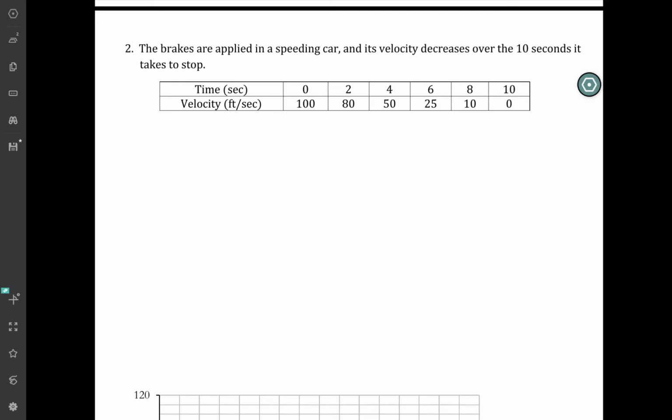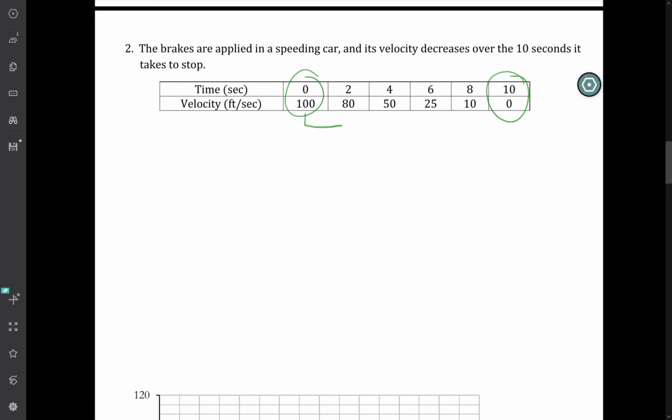Okay. So I want to start with, there's a graph at the bottom of this page, but right now I just want to start with looking at the table and pretending that's all the information I have. So I have a speeding car, the brakes are applied, its velocity decreases, and it takes 10 seconds to come to a stop. So we start at 100 feet per second, and in 10 seconds we're down to 0 feet per second. So this is the beginning and the end. And I want to do my best to estimate how far this car travels. And all I have is velocity information that happens every 2 seconds.